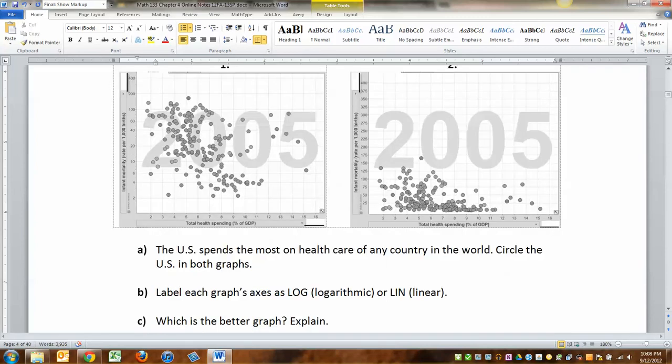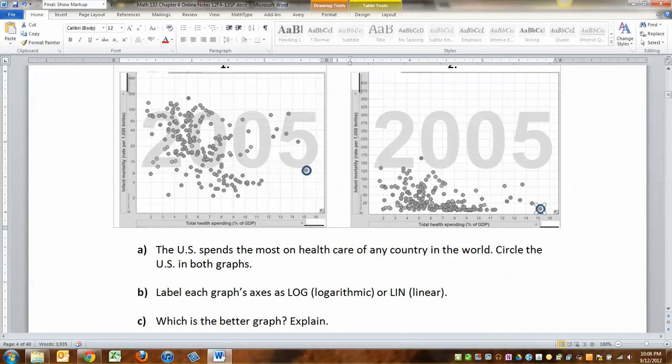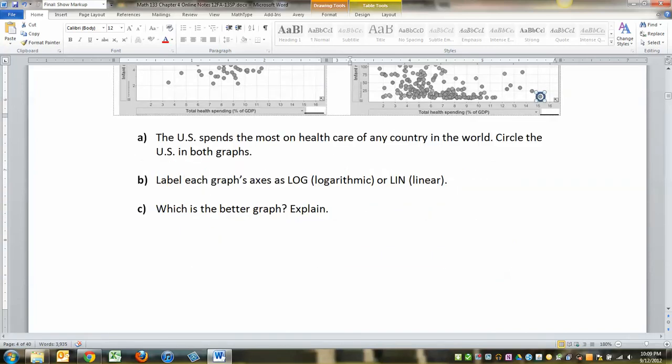So, the U.S. spends more on healthcare. Circle the U.S. All right, hold on, let me pause you. There we go. So we've got infant mortality on the y-axis, and the x-axis is how much you spend on healthcare as a country as a percent of your GDP. The U.S. spends the most of any country in the world on healthcare. We are over here, where that circle is. Okay, so label each graph's axes as log or linear, and which is the better graph.